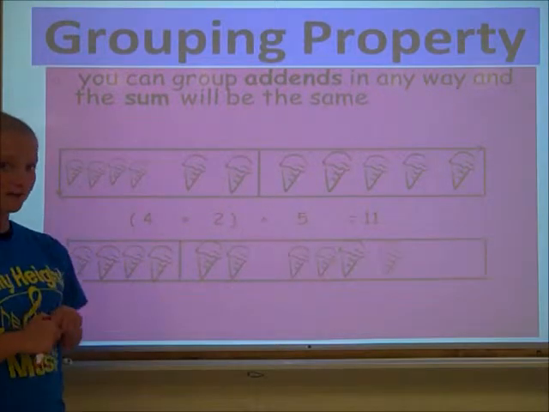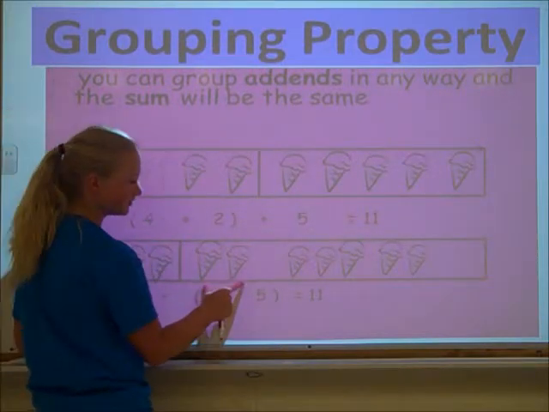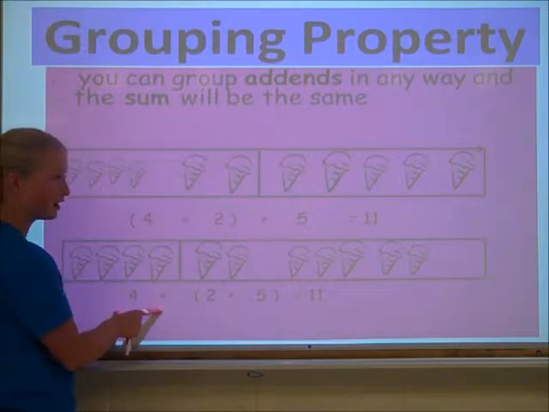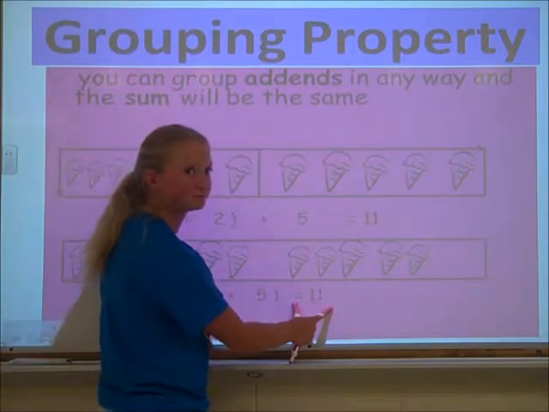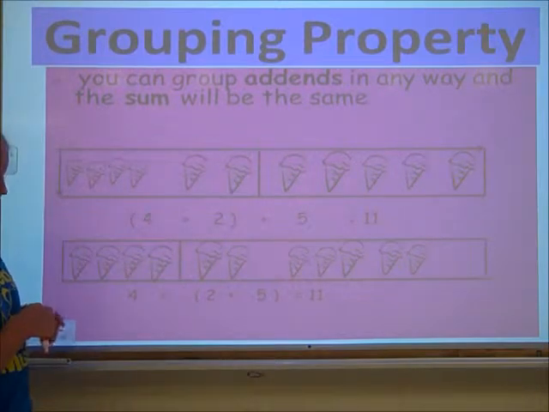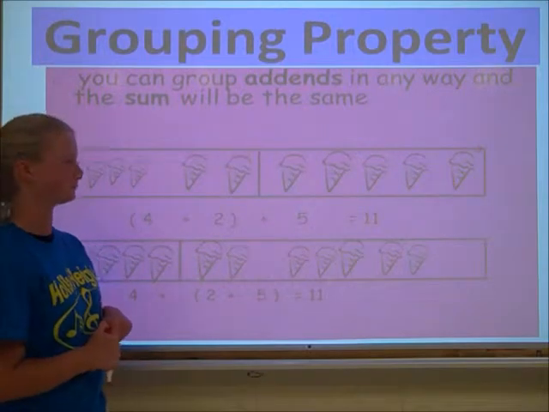And you can also group them together in a different order. So you could group together 2 and 5, which equals 7, and then add the 4, which still equals 11. So it doesn't matter what order the ice cream cones are grouped into, the sum is still going to be the same.